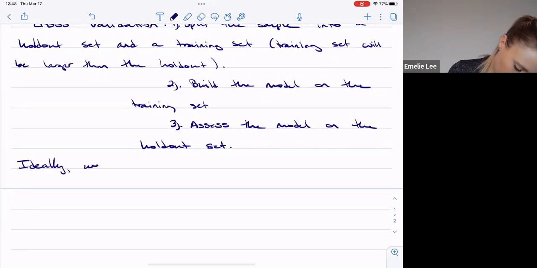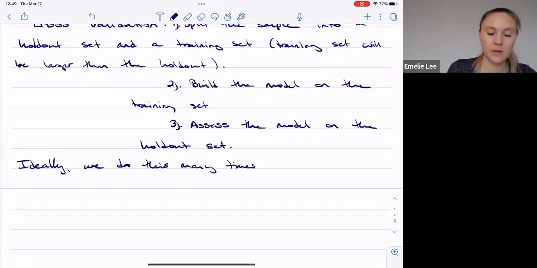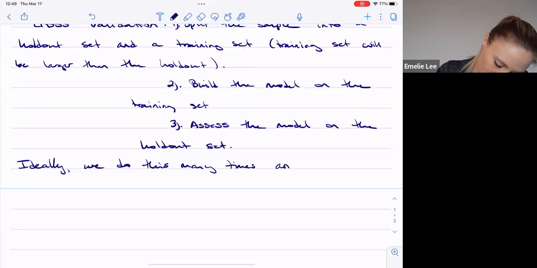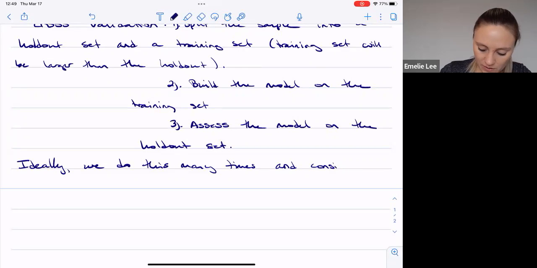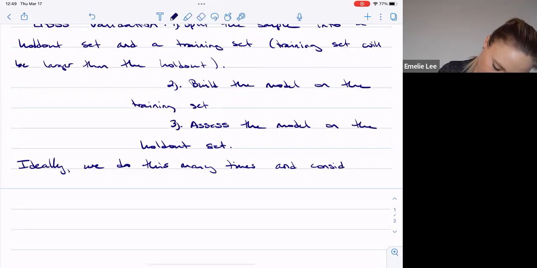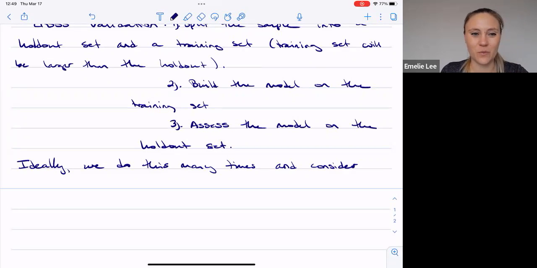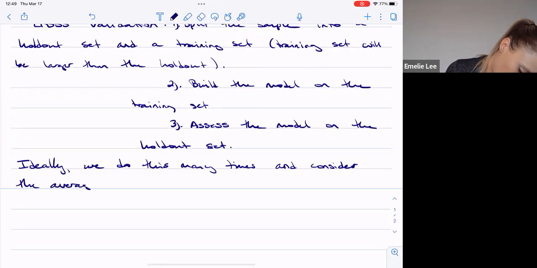Ideally, we do this many times and consider the average of the model assessments. It doesn't have to be the average, it just is often the average.